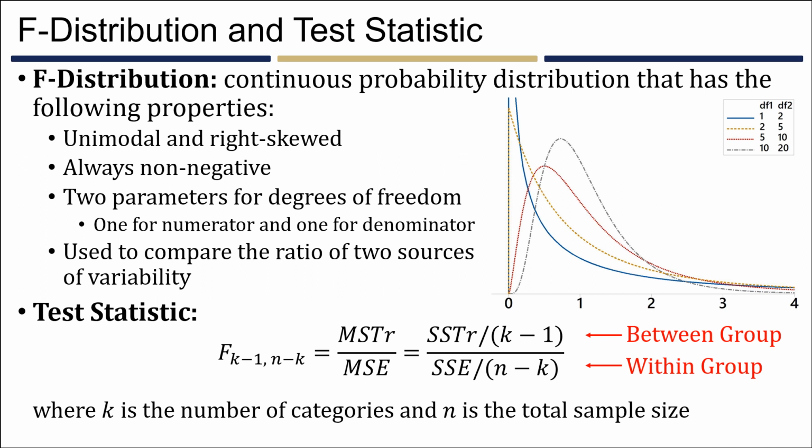The numerator is the sums of squares due to the treatment, the between group variation, divided by k minus 1. The denominator is the within group variation, SSE, divided by its degrees of freedom, n minus k. This then gives us the mean squares due to the treatment, MSTR, divided by the MSE, the mean squared error, as our test statistic.